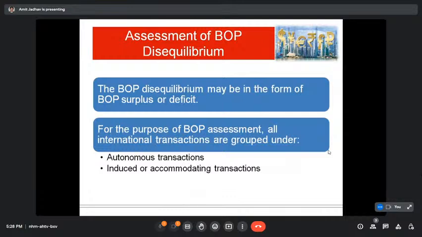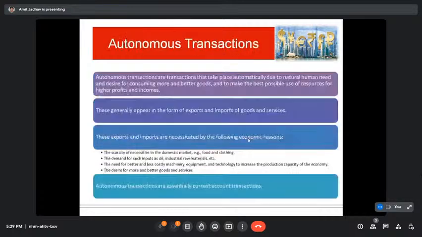For the purpose of balance of payment assessment, all the international transactions are grouped under autonomous transactions and accommodating transactions. So we have autonomous transactions and accommodating transactions, and we are able to explain such transactions. Now we have to think about the autonomous transactions.